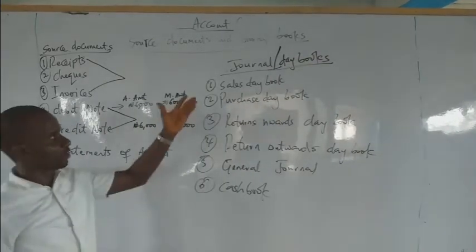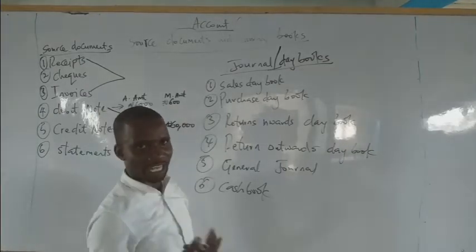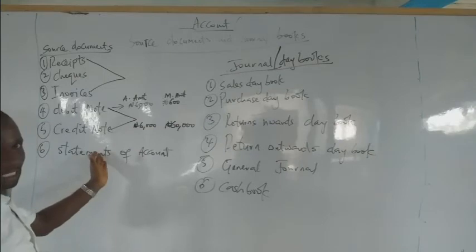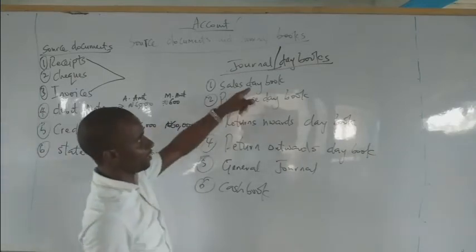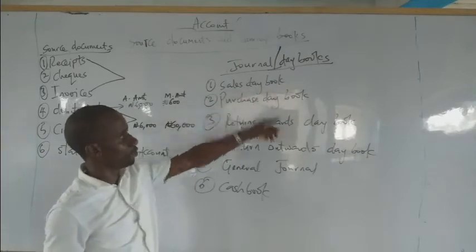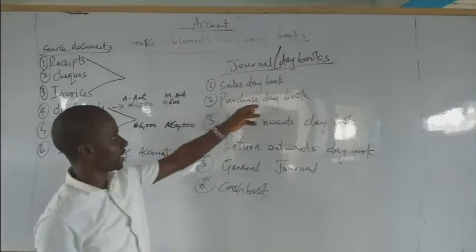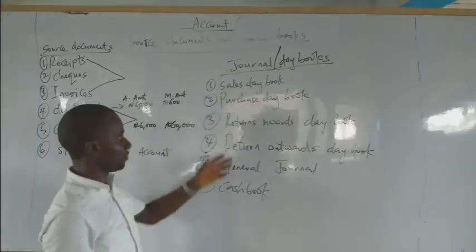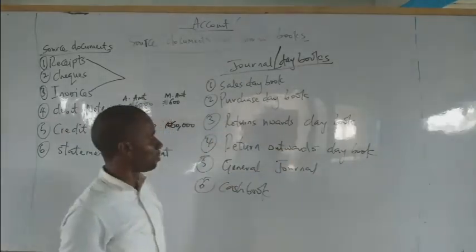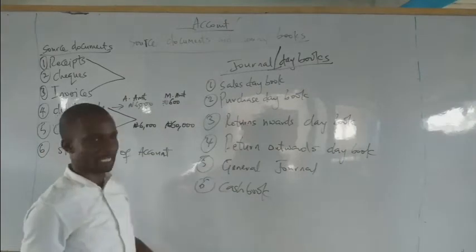Now, what is the essence of this journal? Every day, transactions are being made, which are documented in this source document, and out of it is generated this journal. There is what is called the sales day book or sales journal, the purchase day book or purchase journal, and the return inwards and return outwards day book. Now, what is the difference between this and this?